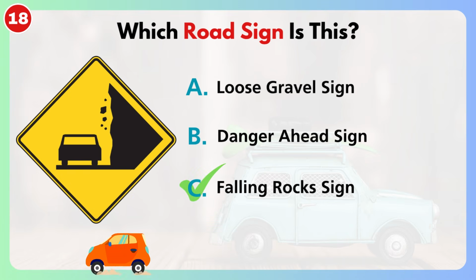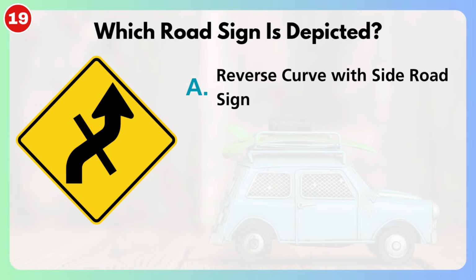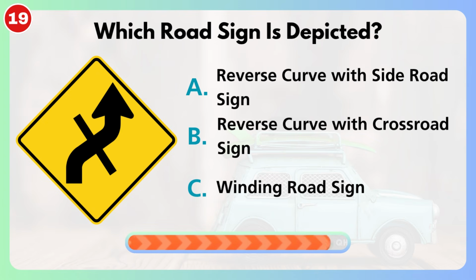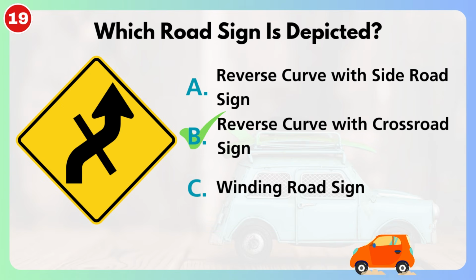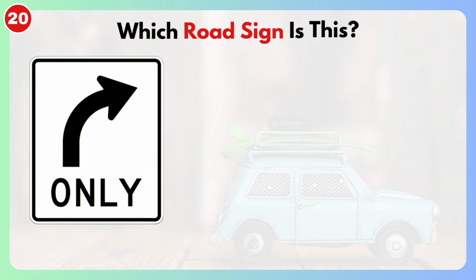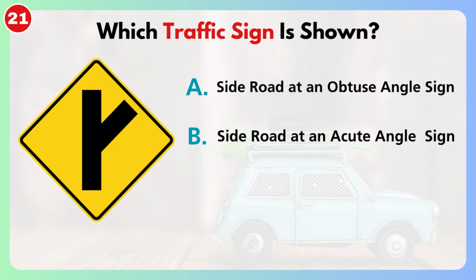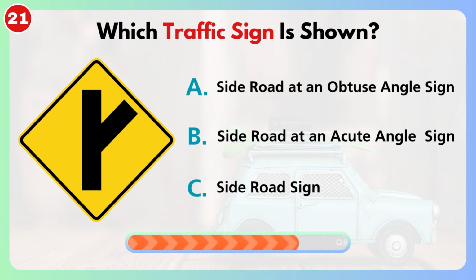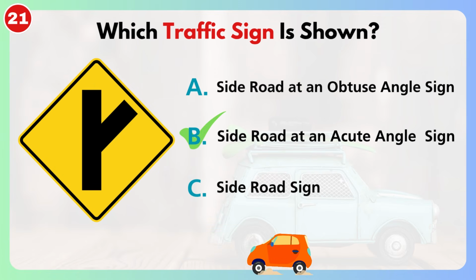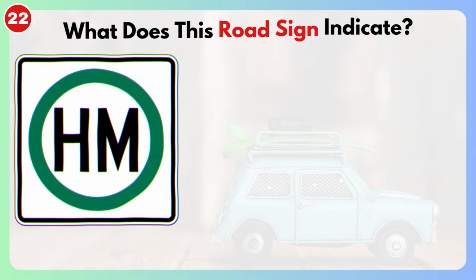Which road sign is this? Falling rocks sign. Which road sign is depicted? Reverse curve with crossroad, right, sign. Which road sign is this? Right turn only sign. Which traffic sign is shown? Side road at an acute angle, right, sign. What does this road sign indicate?